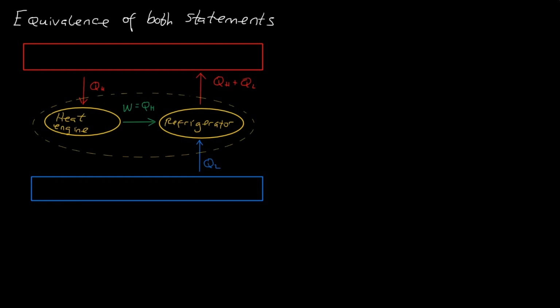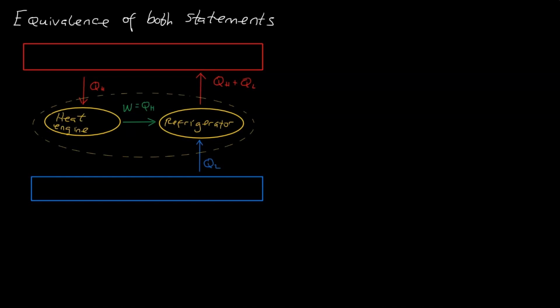Consider the combination shown. We have a heat engine which violates the Kelvin-Planck statement in combination with a refrigerator. The heat engine absorbs a quantity of heat QH from a high temperature reservoir, and it converts all of this heat to work. And this serves as the work input to the refrigerator, which absorbs a quantity of heat QL from the low temperature reservoir.